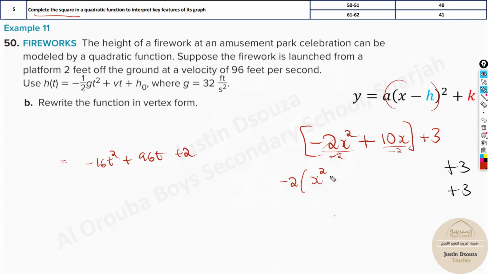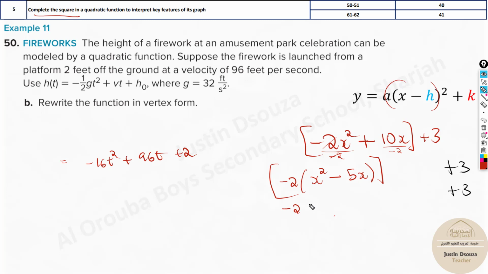Okay. What about over here? Minus, plus divided by minus will be minus. 10 by 2 is 5x. And this plus 3 remains. I've written it very far, but that's fine. Keep it aside, don't bring it near now. Now let's complete the square. Minus 2 will remain. This completing the square is only for this term.